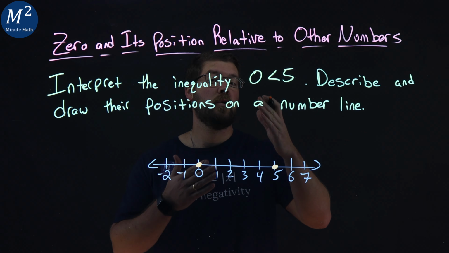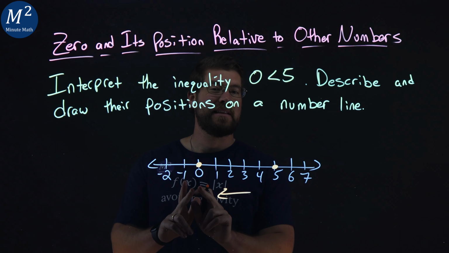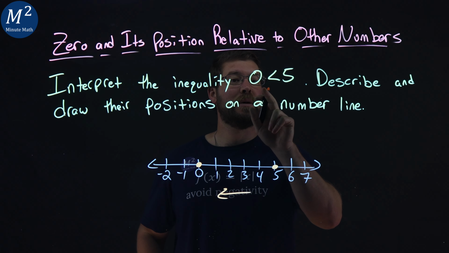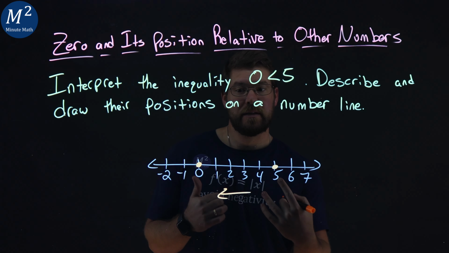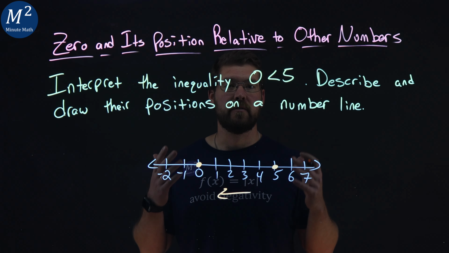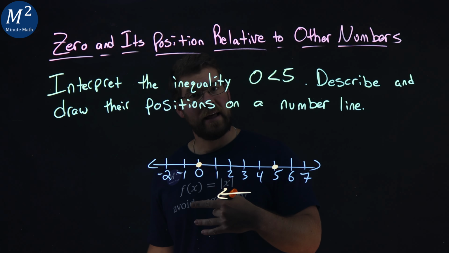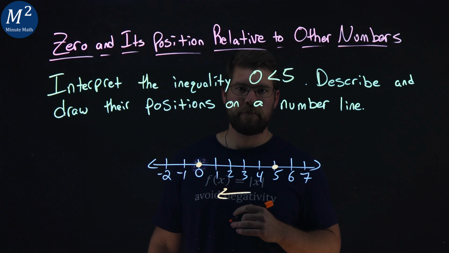So they tell us that 0 is less than 5, meaning it's more to the left than 5. So 0 is less than 5. It's to the left of a positive 5. And that's how we can describe where it is on the number line. 0 is less than 5. 0 is to the left of 5.